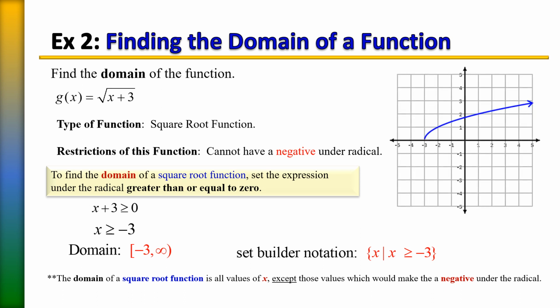Looking at the graph of this function, you can see here that our domain starts here at negative 3 and goes forever to positive infinity. So here is a graph of that function, the square root of x plus 3, which essentially is just a square root function that has been moved to the left 3 units.